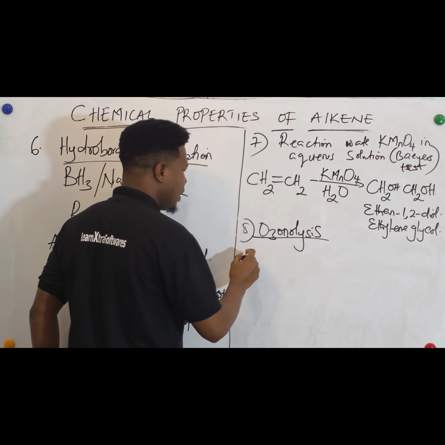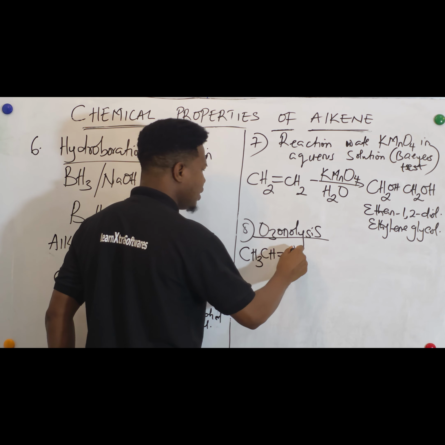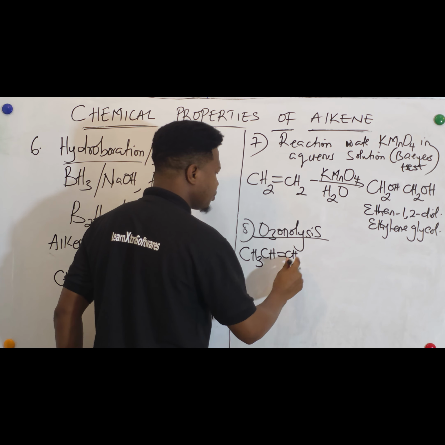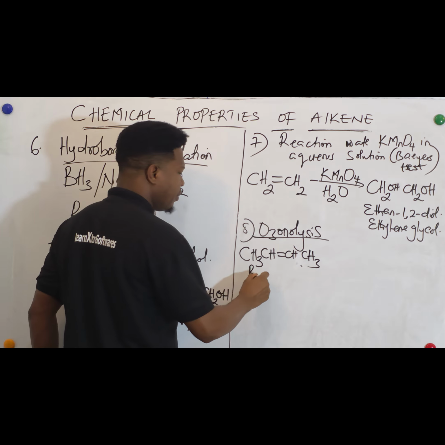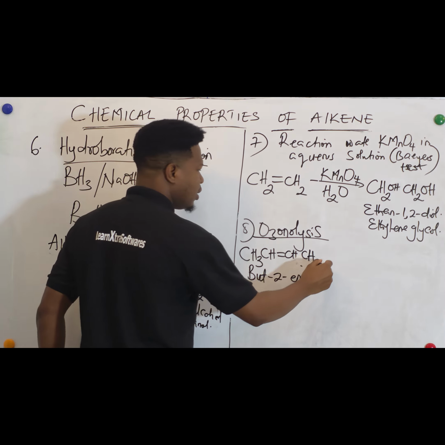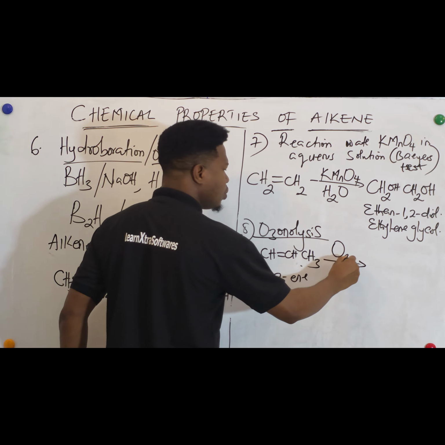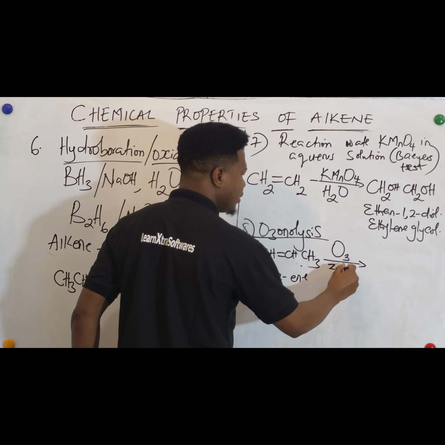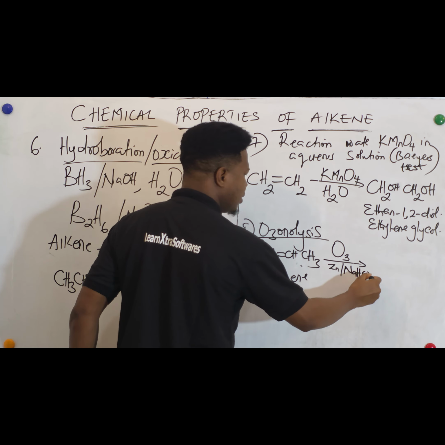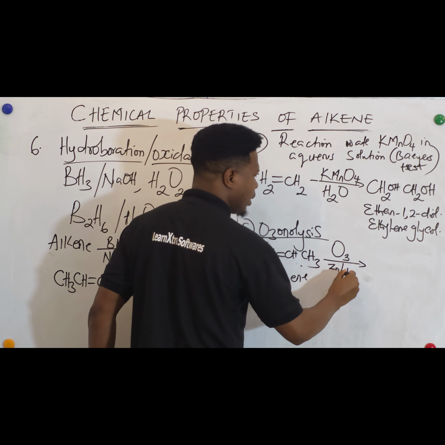an alkene, let's say I have CH3, CH double bond, CH3. Let's use 2-butene, for example. This is 2-butene undergoing ozonolysis. Ozonolysis simply means reaction with ozone and also zinc in water. Or sometimes you can use zinc in sodium bicarbonate, right? But let's just use zinc in water. That's the one.